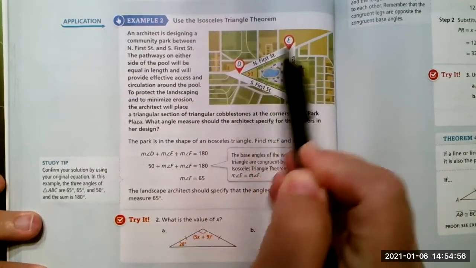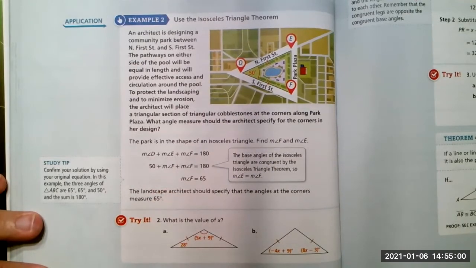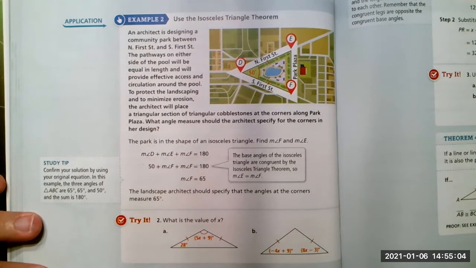So this side right there, DE, and that side DF are the same length, and will provide effective access and circulation around the pool. To protect the landscaping and to minimize erosion, the architect will place a triangular section of, lots of triangles, right, cobblestones at the corners along Park Plaza. Which angle measure should the architect specify in the corners for her design?